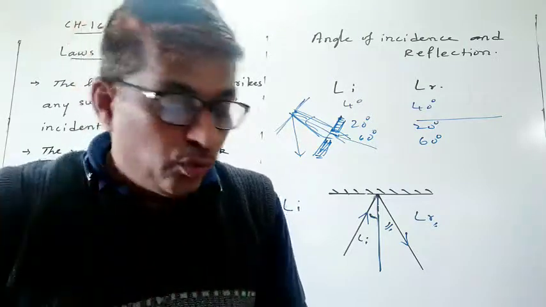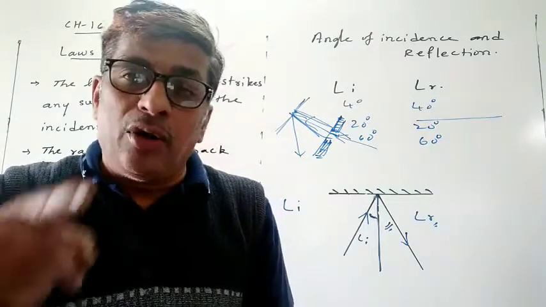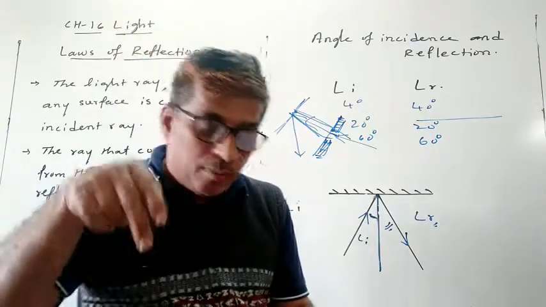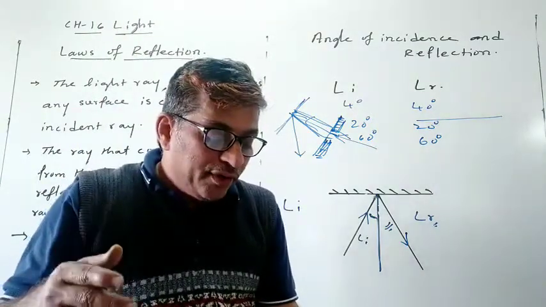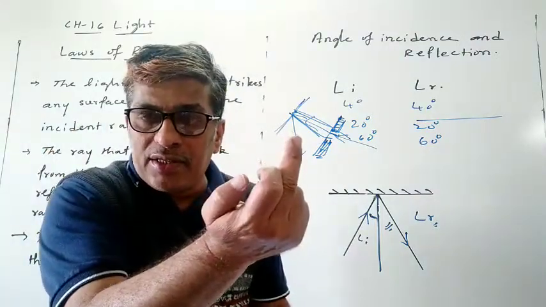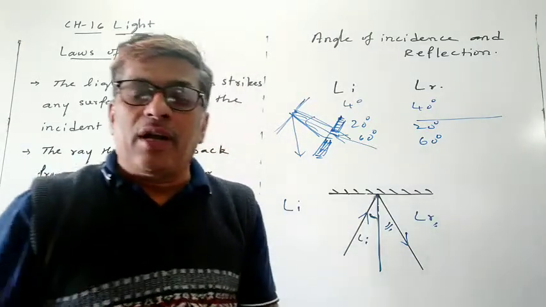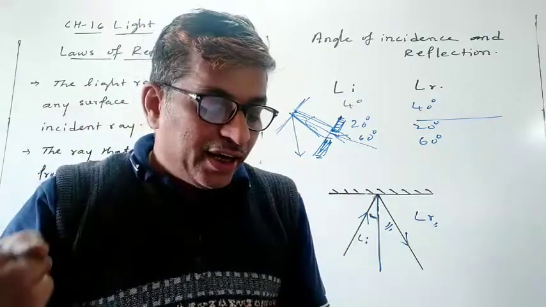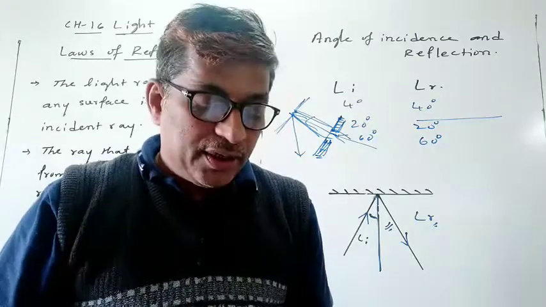Then remove the mirror and the comb. Then draw the line at an angle of 90 degrees, that is the normal, to the line representing the mirror at the point where the incident ray strikes. From the incident ray you have to make a perpendicular line. Then measure the angle of incidence as well as the angle of reflection. Both you have to measure.